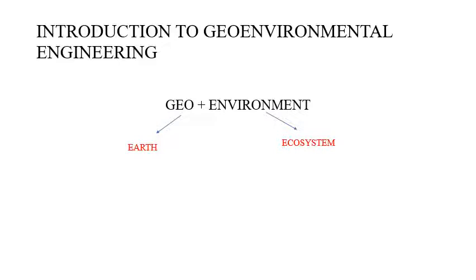Okay, so geo-environmental engineering is one such branch or one such area which brings together expert people from different branches of engineering as well as different branches of science in order to address the issues related to our earth as well as our ecosystem. Okay, so basically we are trying to address certain issues related to our land and environment. So we'll see what those issues are.